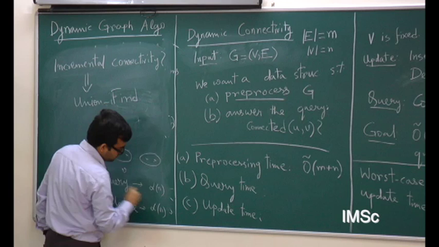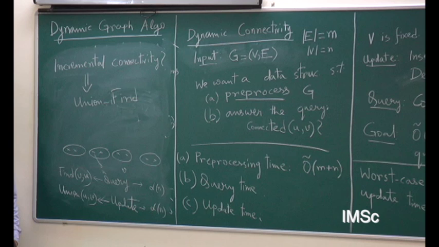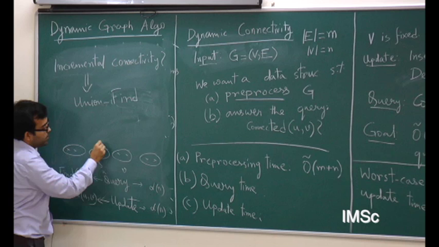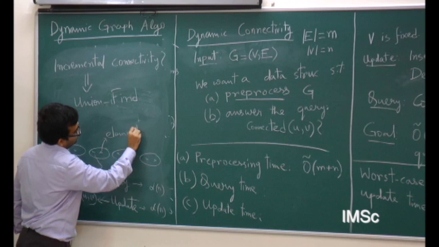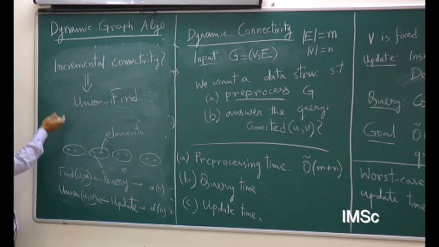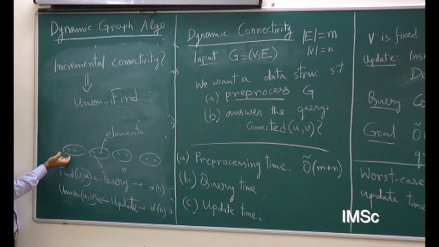Now how can you use this data structure to solve incremental connectivity? In this union find data structure, these are the elements. Suppose I am given this union find data structure, how can I solve incremental connectivity? The nodes in the input graph will be the elements, and the connected components will be the sets. When you insert an edge uv, you just do union of u comma v. You just merge the two connected components. That's it. So, the message is incremental connectivity is easy.